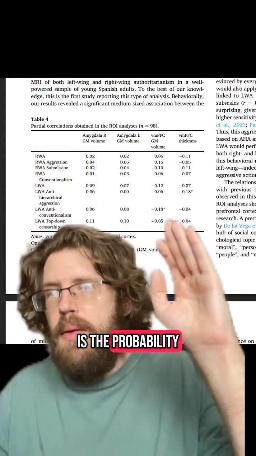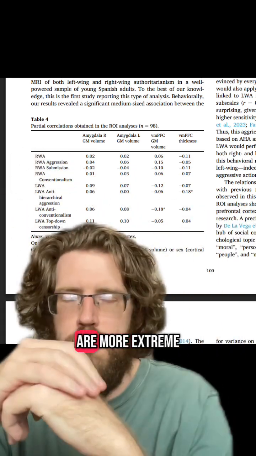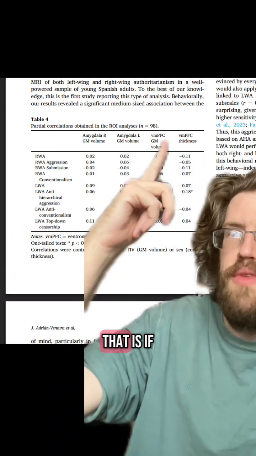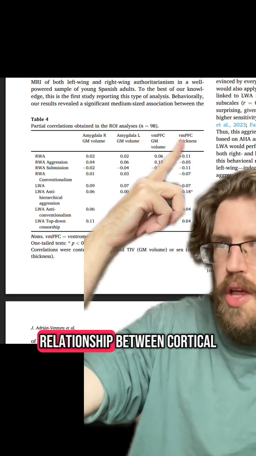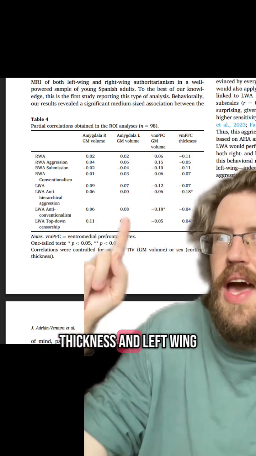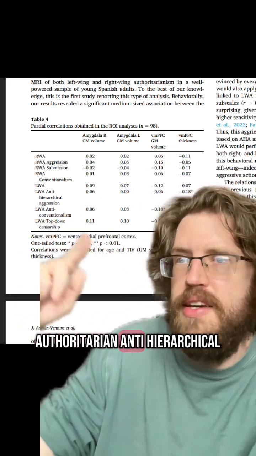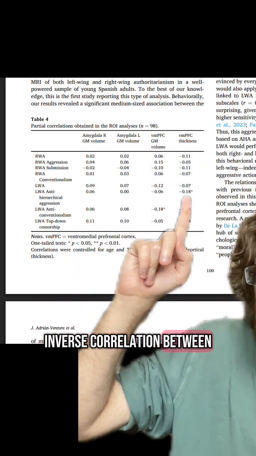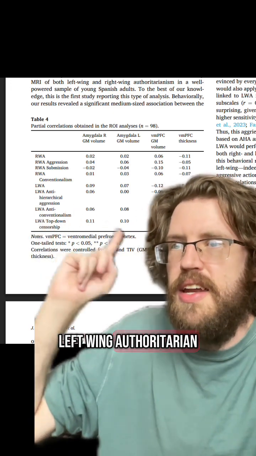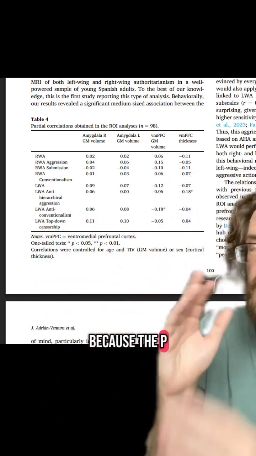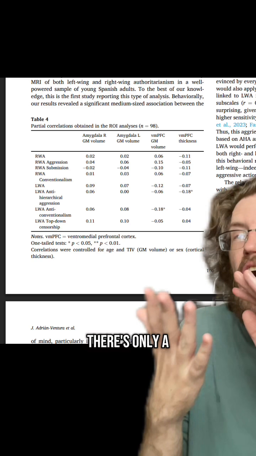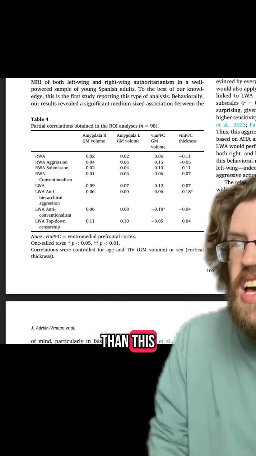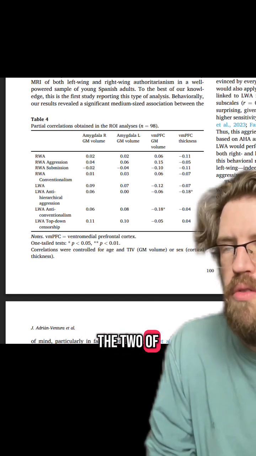The p-value is the probability of getting a result as or more extreme than the result that you actually got if the null hypothesis were true. That is, if there were no relationship between cortical thickness and left-wing authoritarian anti-hierarchical aggression. So you're saying, look at this inverse correlation between cortical thickness and left-wing authoritarian anti-hierarchical aggression. Because the p-value is less than 0.05, there's only a 5% chance of obtaining results as or more extreme than this if there were no relationship between the 2 of those things.